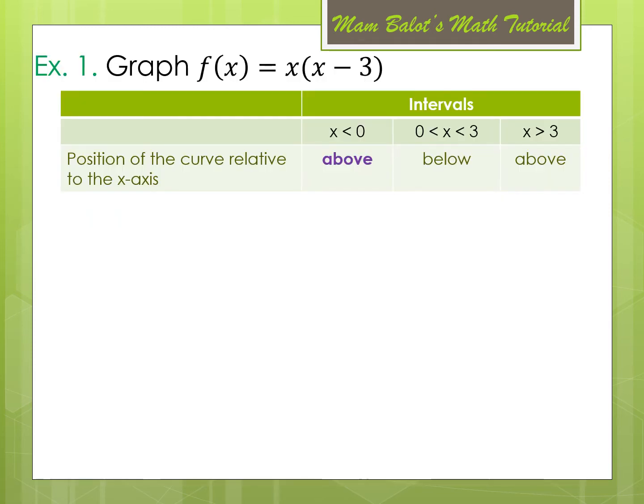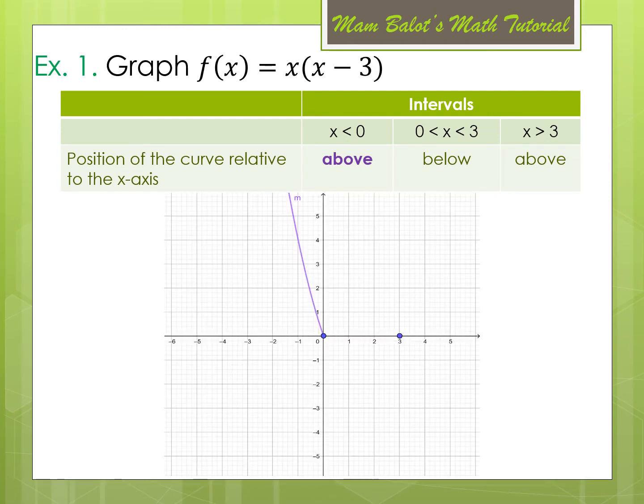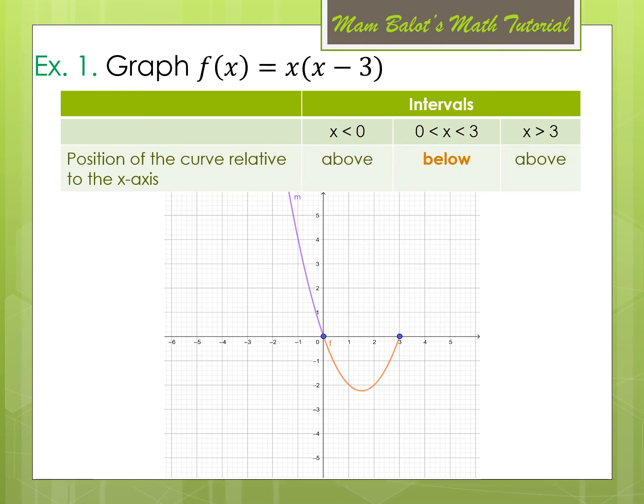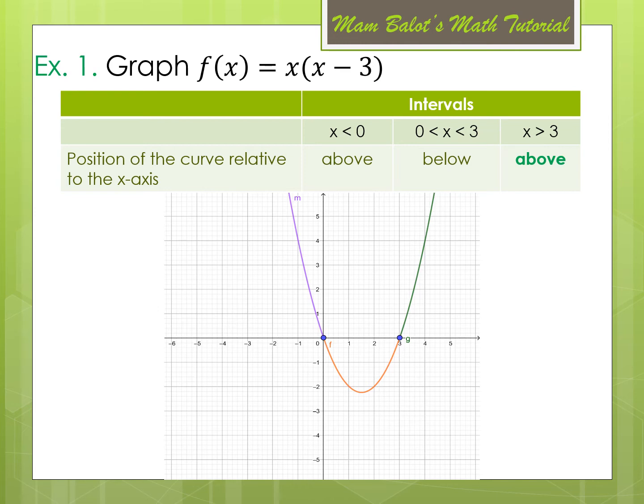So from there, we can now graph our function by positioning its curve relative to the x-axis. So we have these intervals. For x less than 0, since it is above, we can plot it in our Cartesian plane above the x-axis, colored in violet. Then for the second interval from 0 to 3, since it is below, we have our curve below the x-axis. And for x greater than 3, it is above, so we have it above the x-axis. Therefore, the graph of our function is a parabola that opens upward.